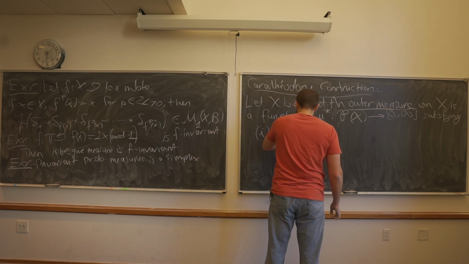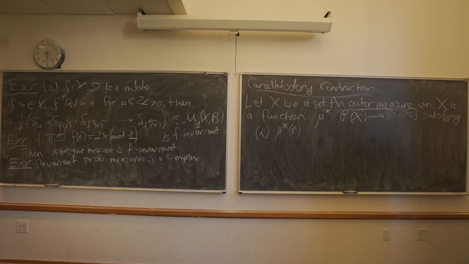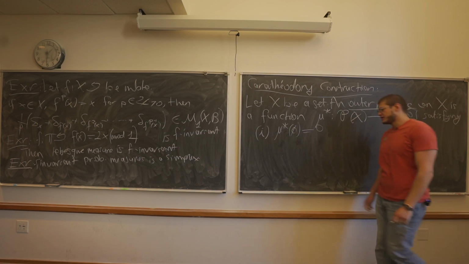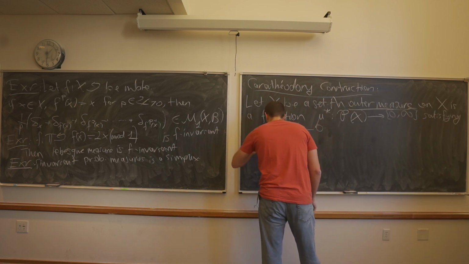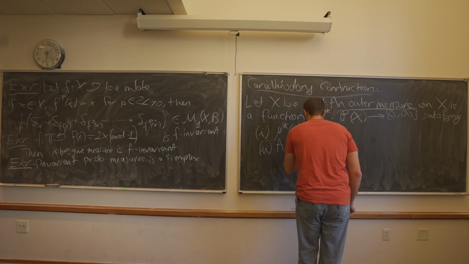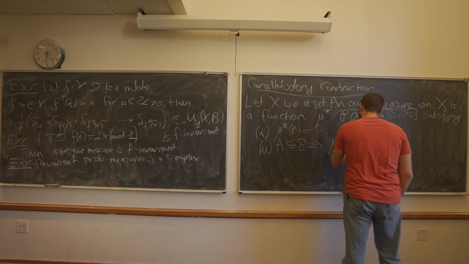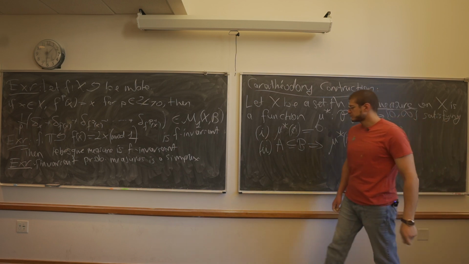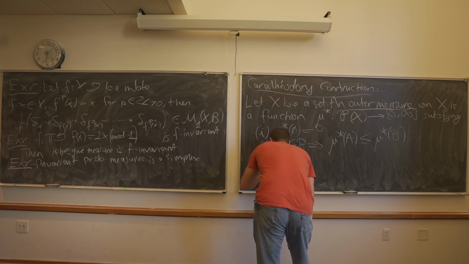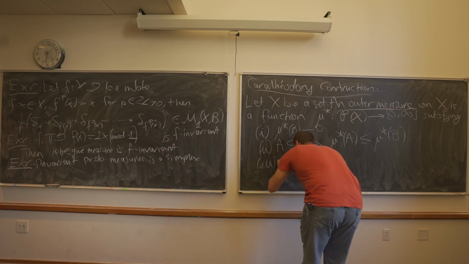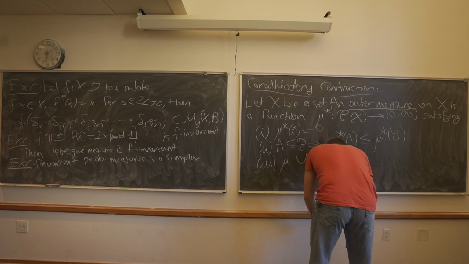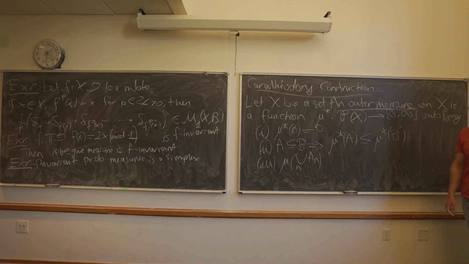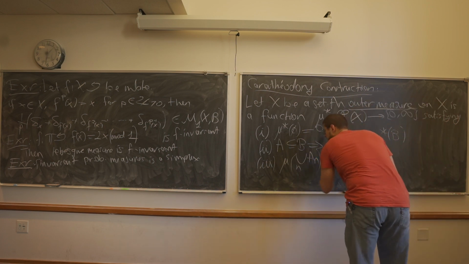Well, first of all, I want this function to give 0 to the empty set. Second, I want this to be monotone. And third, I want subadditivity. So mu of the union of countably many subsets, I want this to be bounded from above by the sum of the measures.